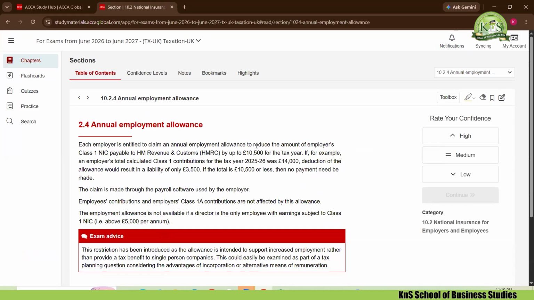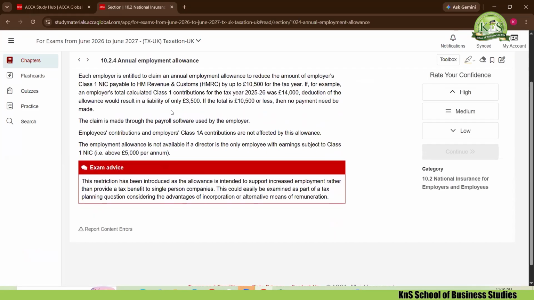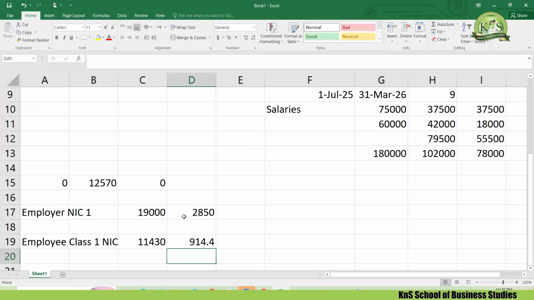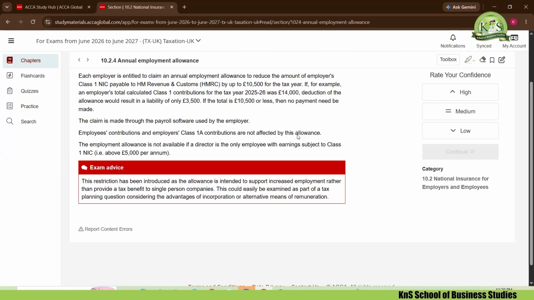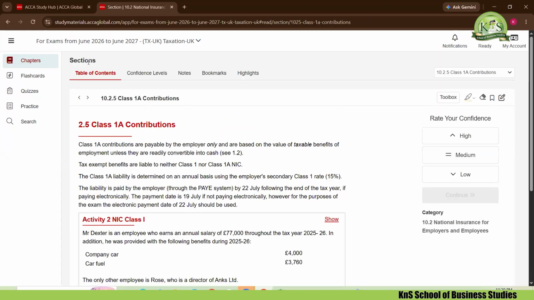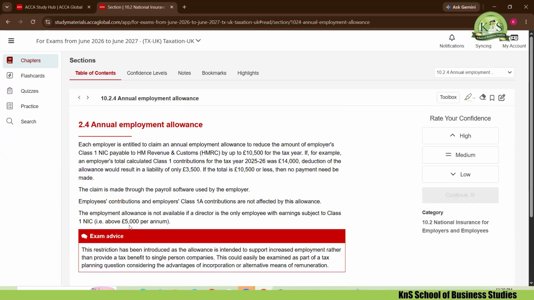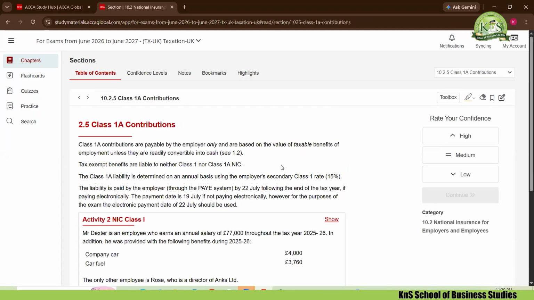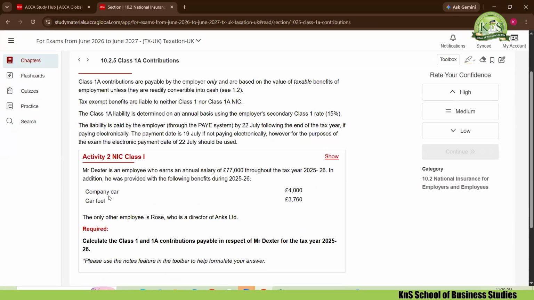That's it. Now coming towards the annual employment allowance, like I told you. Each employer is entitled to claim an annual employment allowance, and for this year, this is 10,500. So if, like in this question, the liability is less than 10,500, he doesn't need to pay this. He will get the employment allowance. So you need to just remember it. And one more thing: it's not available for a director if the director is the only employee. This is not allowed. Class 1A will be given on the benefits.